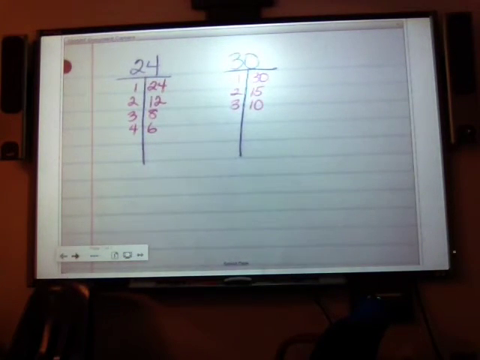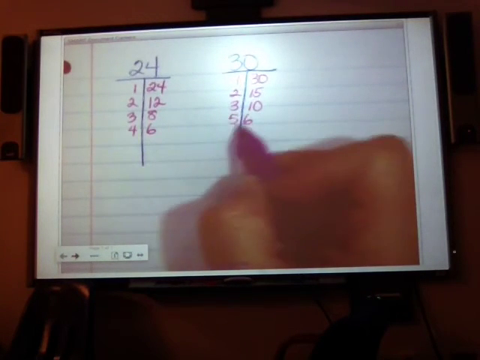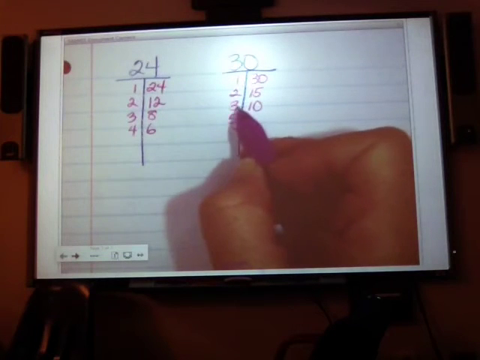Excellent. Is 30 divisible by 4? 4 times what gets me 30? Think about this. When you think about your fours, you go 7 times is 28, 8 times is 32. Nope, that's too many. What about 5? Yes. How many times? 6. Guess what? My next number is 6. When they're consecutive, that means they're done. 6 is here because 2 and 3 are here.